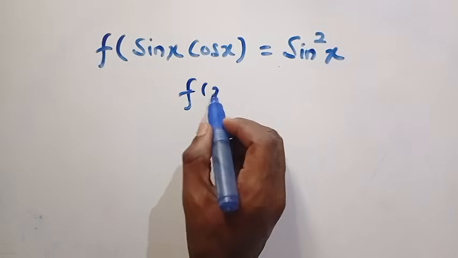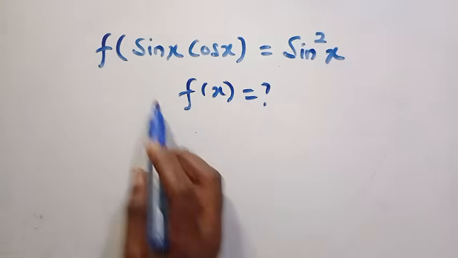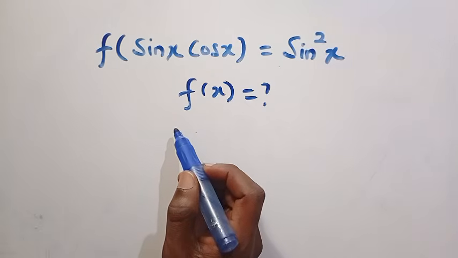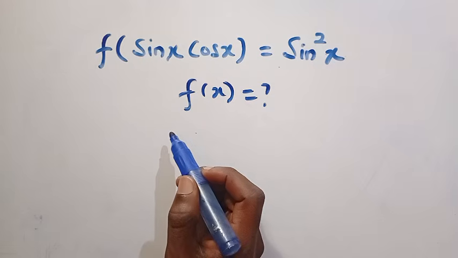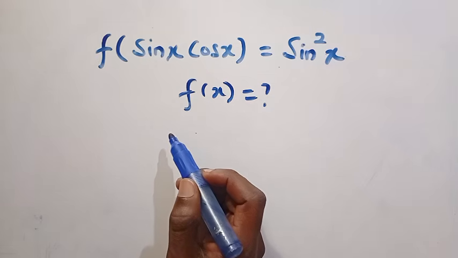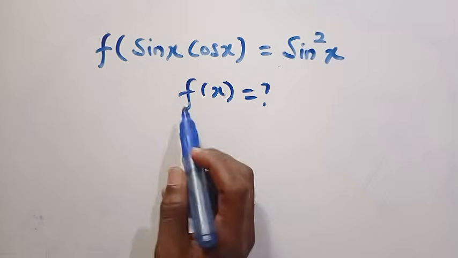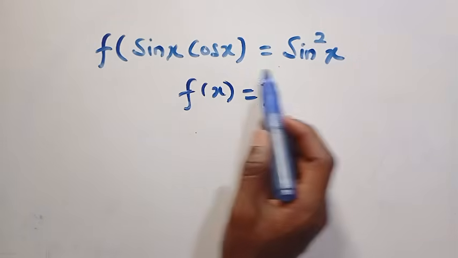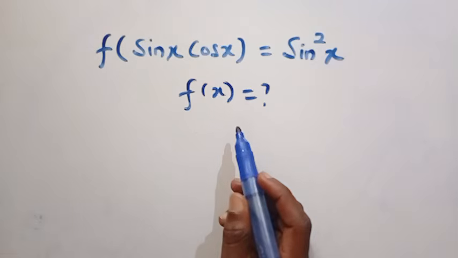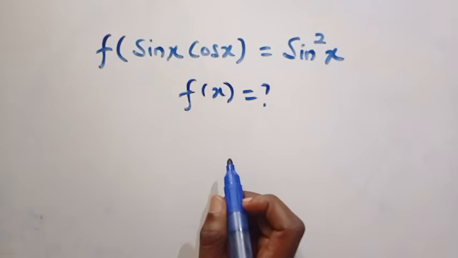What is f of x in this trigonometric functional equation? This is a very tricky question, and I'm going to be solving this problem in a comprehensive way. We have f of sine x cos x equals sine squared x. How do you solve this?